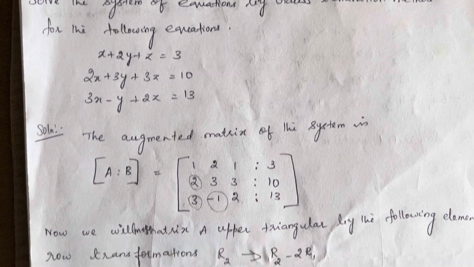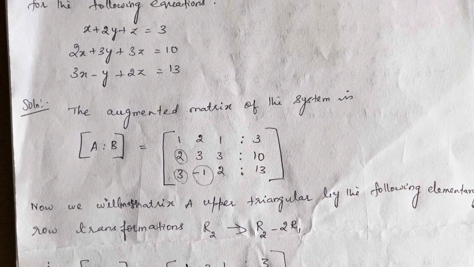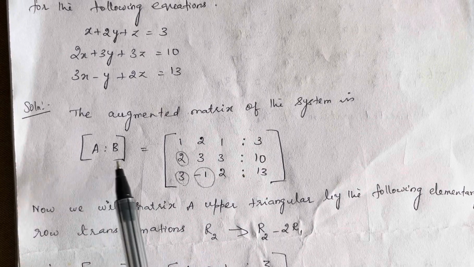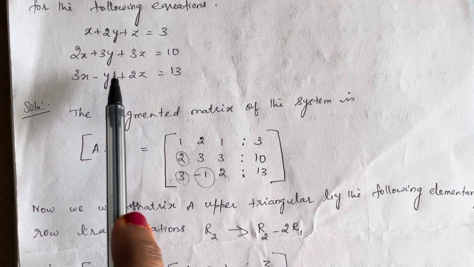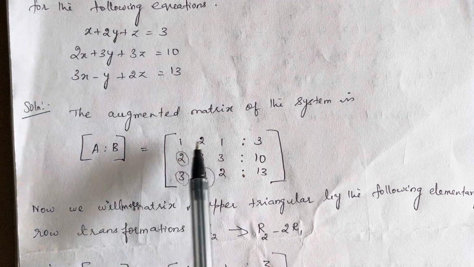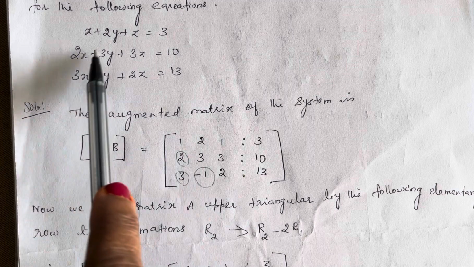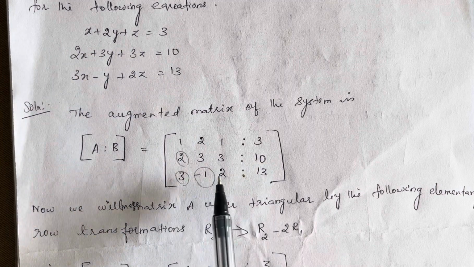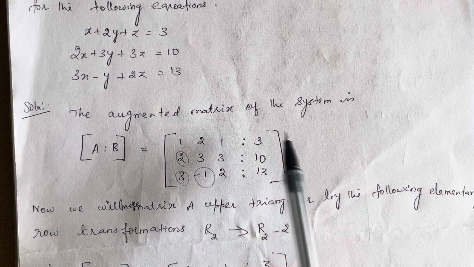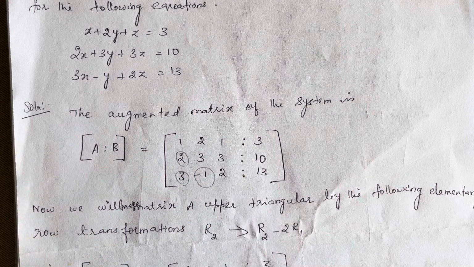So the very first step is we have to put this equation in the form of the augmented matrix. In the first row 1, 2, 1, 3. And then 2, 3, 3, 10, and 3, minus 1, 2, 13. So this matrix is called an augmented matrix.